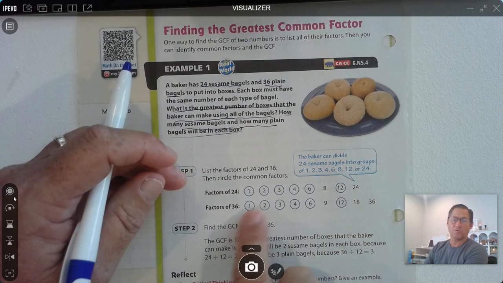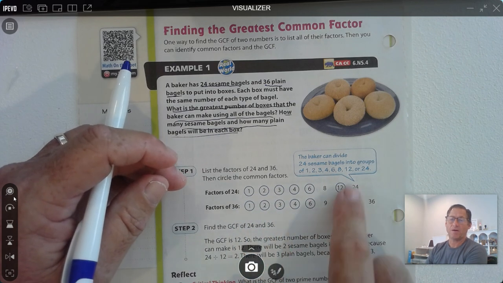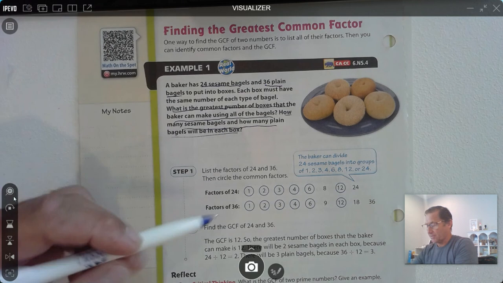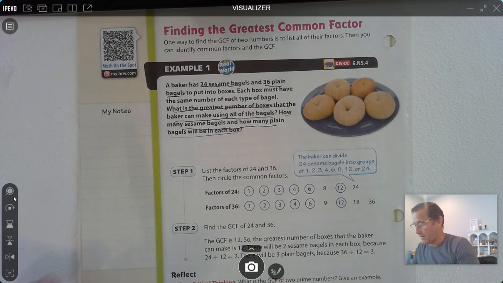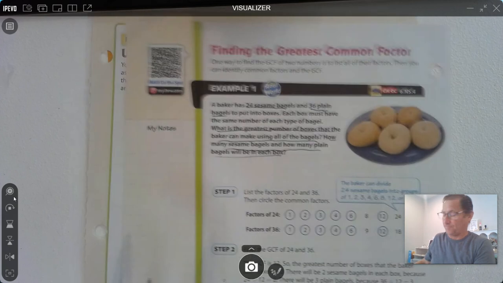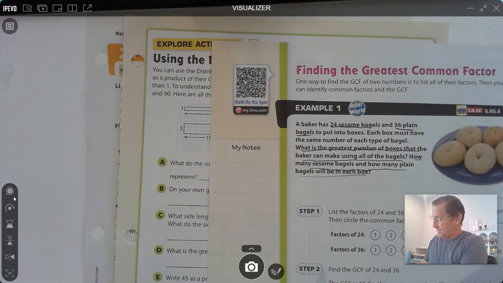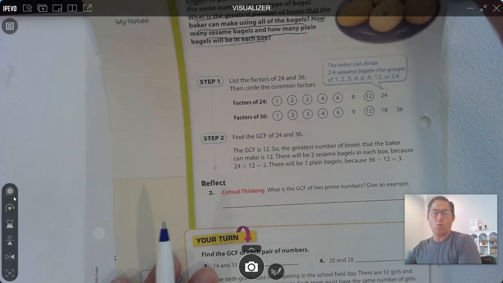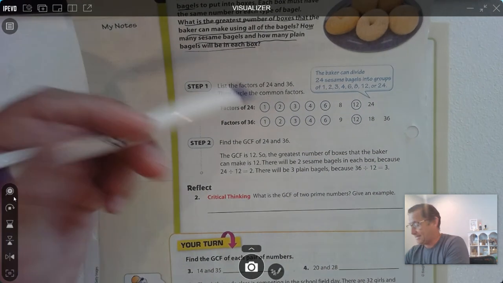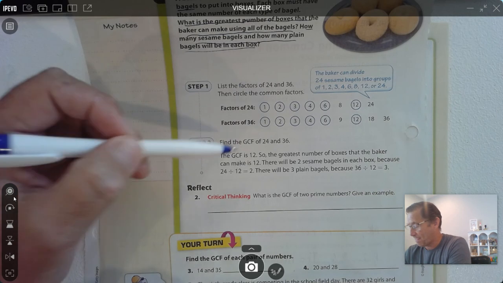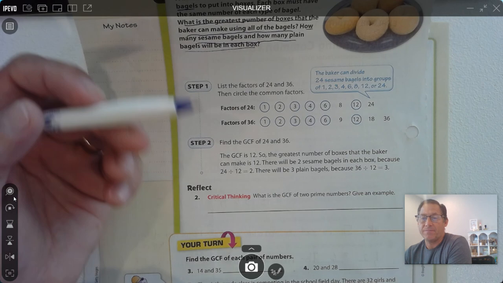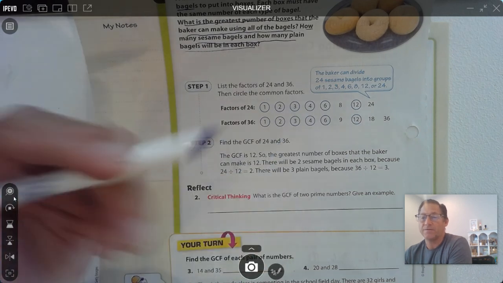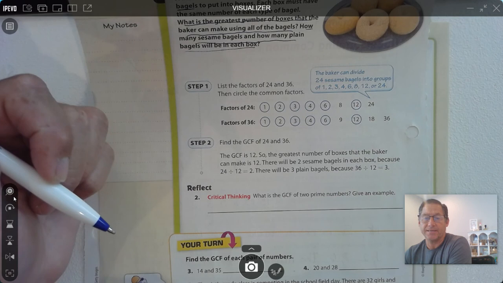So then, what do all the circles mean? Well, the circles are all the factors that are in common to both 24 and 36. So what's the greatest common factor? Well, just what's the largest number that is circled in both? 12. Okay, so the greatest common factor is 12. So the greatest number of boxes that the baker can make is 12. And in that case, there will be 2 sesame bagels, because 12 times 2 is 24. And there will be 3 plain bagels, because 36 divided by 12 is 3, or 12 times 3 is 36.